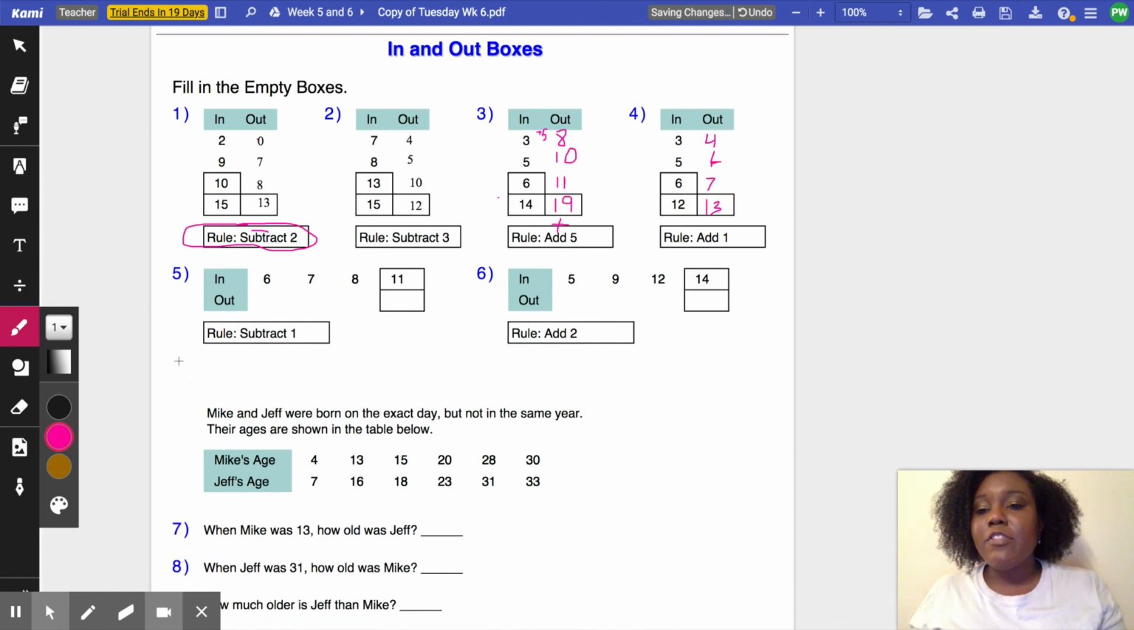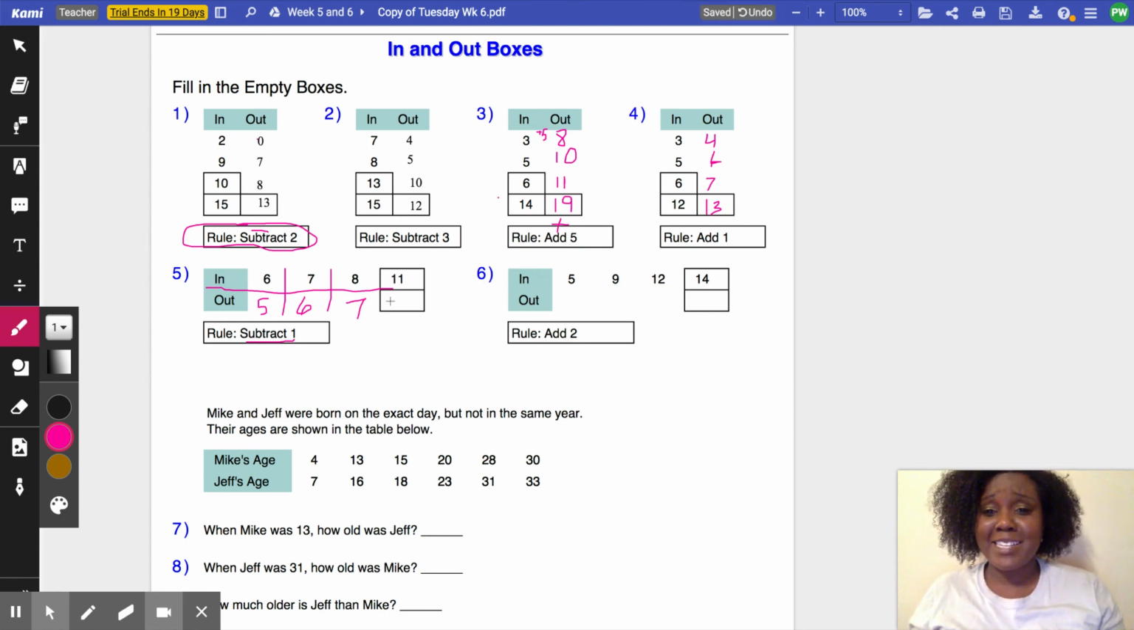Okay. Now these input-output tables are going horizontally. Remember, horizontally is this way and vertically is up and down. So these are going horizontally. So your input is on top and your output is going to be on bottom. My rule is -1. So 6 minus 1 is 5. 7 minus 1 is 6. 8 minus 1 is 7.